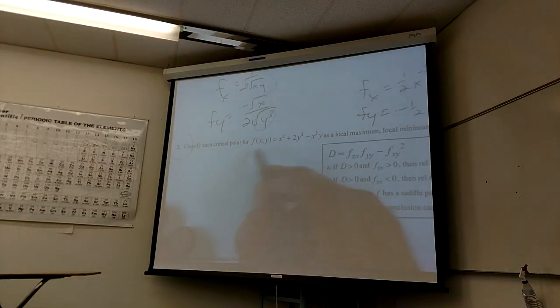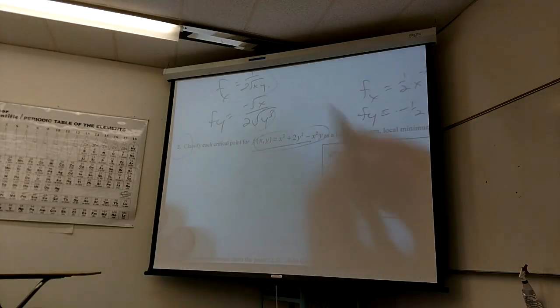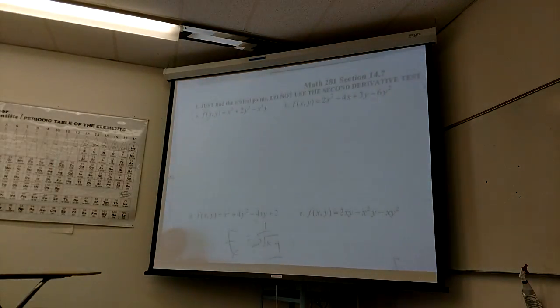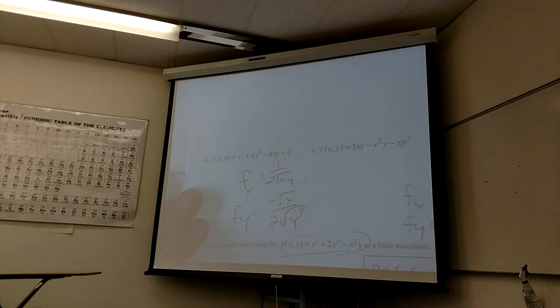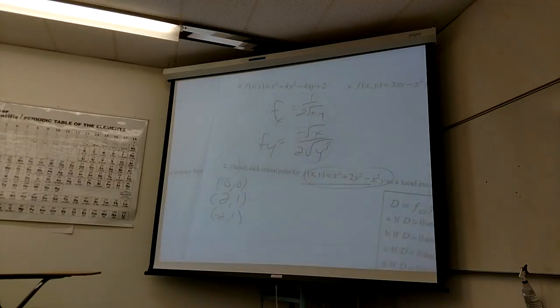Real quick, in order to do this, that's the problem from part A, right? In part A, what did we get? Yeah, we got (0, 0), (2, 1), and (2, -1), right? Or negative 2, 1, and 2, 1. We got those three.